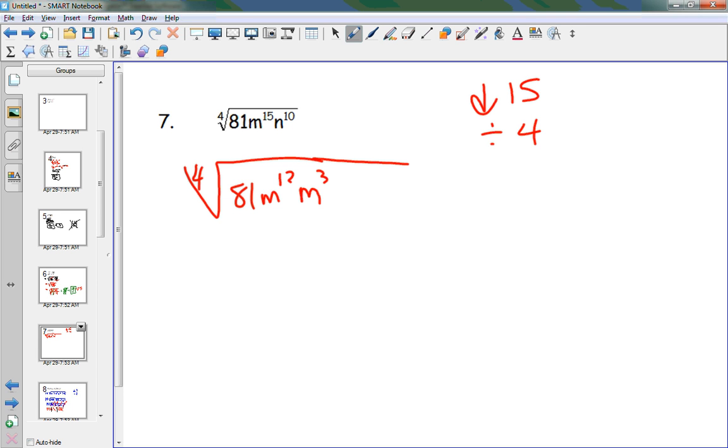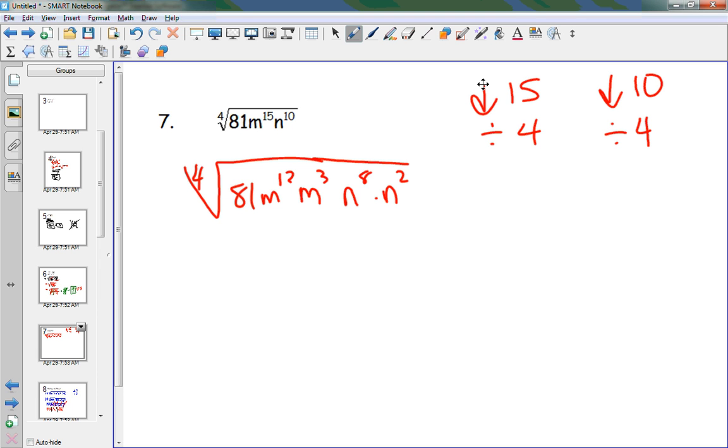Is 10 divisible by 4? No. Would I get a number smaller than 10 divisible by 4? So what's going to give me n to the 8 times n squared. I got that. Are we all good on that? Do we all understand where all those numbers came from?